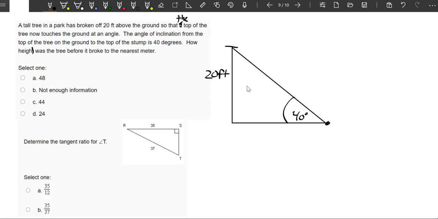Okay, so if we fix this tree, we can't fix the tree, but if we take the tree that is like this and we bend it back up so that this part here is now standing right straight up again. Here's the top. We put it back up right. How high would it be? So that's going to be the length of both the 20 feet plus the hypotenuse side. So this plus this is the height of the tree.